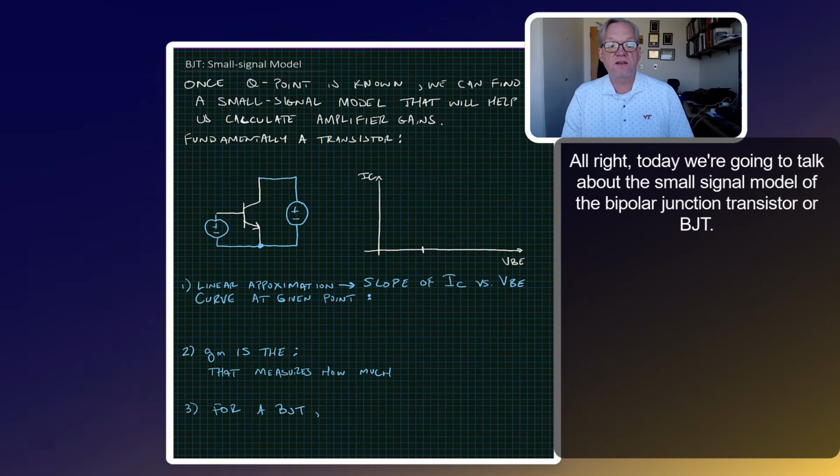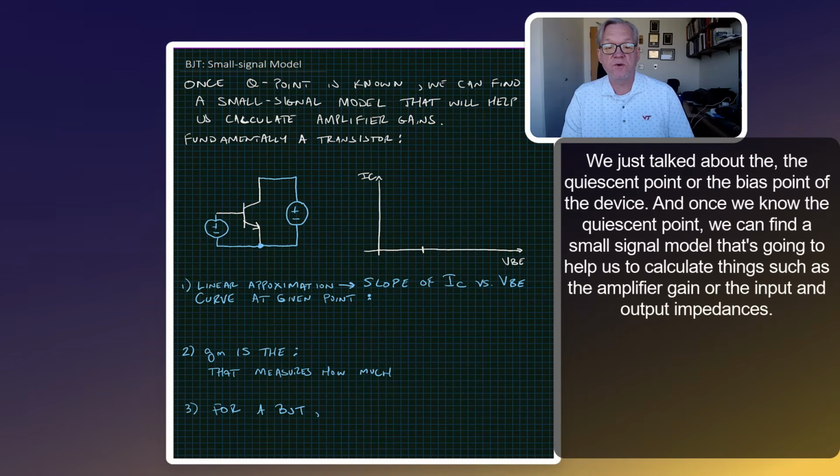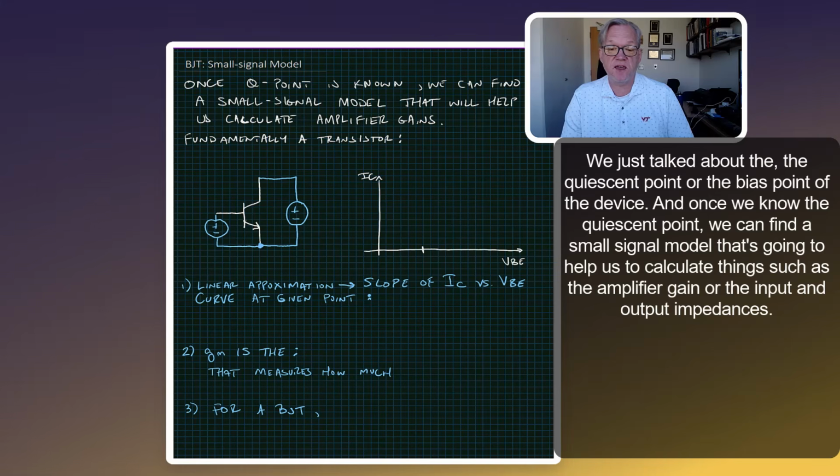All right, today we're going to talk about the small signal model of the bipolar junction transistor, or BJT. We just talked about the quiescent point or the bias point of the device, and once we know the quiescent point, we can find a small signal model that's going to help us to calculate things such as the amplifier gain or the input and output impedances.